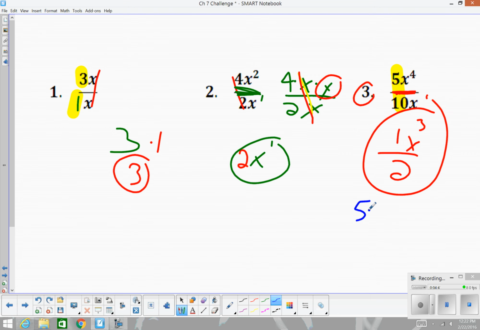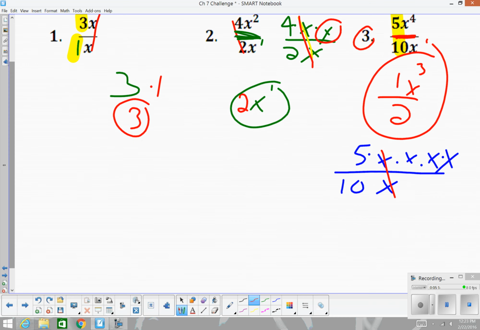5 times x times x times x all over 10 times x. Oh, I'm missing an x. Okay, good. So now I could cancel out what's the same. So if I have x over x, that cancels out, and I'm left with x times x times x, which is x to the third power. And then I have 5 divided by 10 simplifies to 1/2.